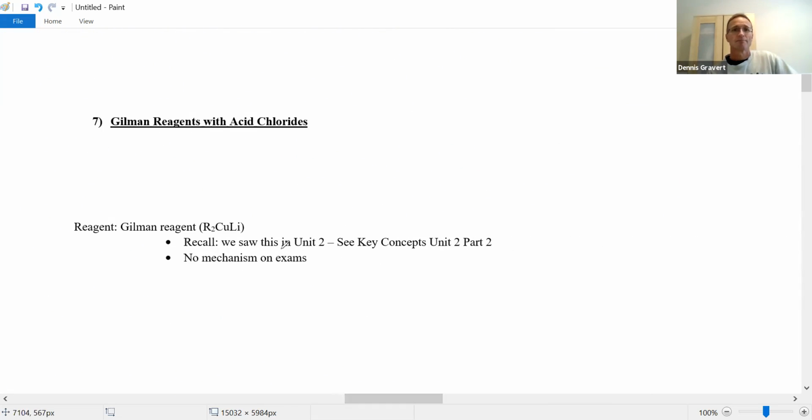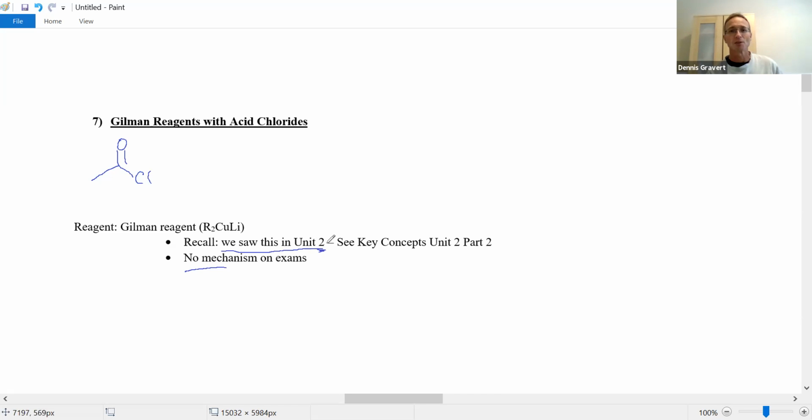Gilman reagent also reacts with acid chlorides. Let's see. Oh, we already saw this. This is a review, so there's no mechanism on the exam. I bet you could write it out if you needed to. I'm just putting it back in here just to make it complete. Let's just list all the reactions we need to know for acid chlorides.